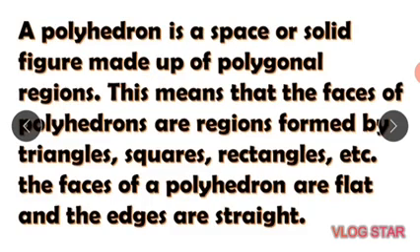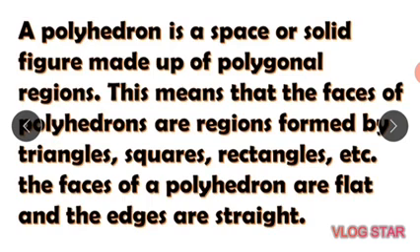Next is a polyhedron, a space or solid figure that is made up of polygonal regions. When you say polygonal regions, these are triangles, squares, rectangles. Circles are not polygonal regions. So any solid figure that has a curved surface is not a polyhedron.